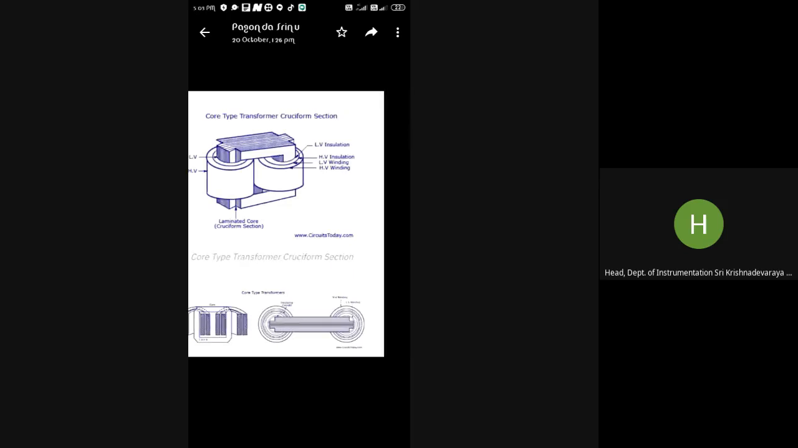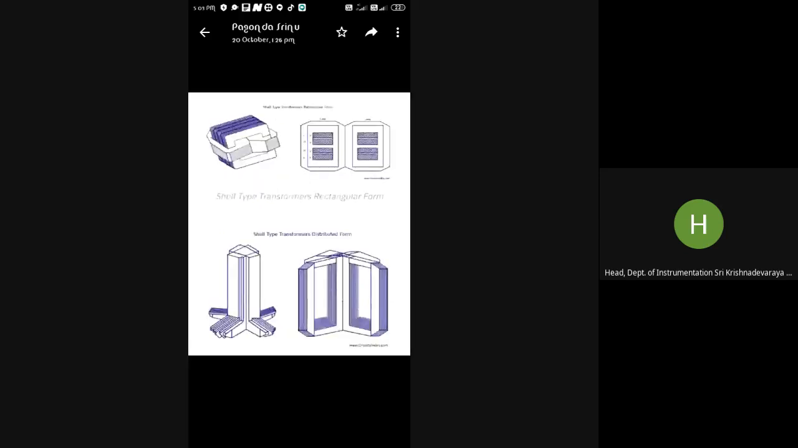Another one is the shell type transformer. The coils are form-wound and mounted in layers stacked with insulation between them. A shell type transformer may have a simple rectangular form or it may have a distributed form.